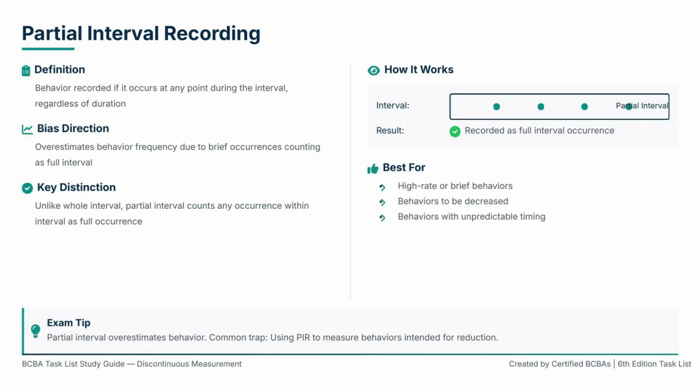With partial interval recording, behavior is recorded if it occurs at any point during the interval, regardless of duration. Even a brief occurrence counts as a full interval. This method overestimates behavior, making it sensitive to brief responses. Partial interval recording is commonly used for high-rate or brief behaviors, especially those targeted for reduction.